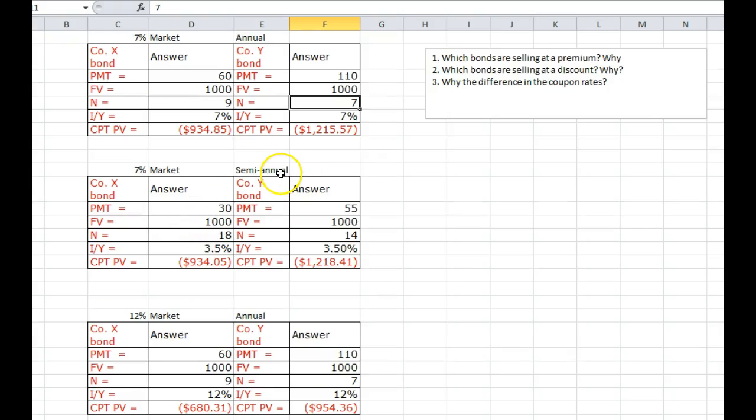You're going to come down, and this is semi-annual. Now, what's interesting about semi-annual is that I've got to change the payment. Semi-annual means I'm going to have 2 payments a year, which means my periods are going to be 18. I'm not going to pay that full annual amount, so I have to divide the payment in half. I also have to divide that yield in half because it's only for 6 months. It's semi instead of annual.